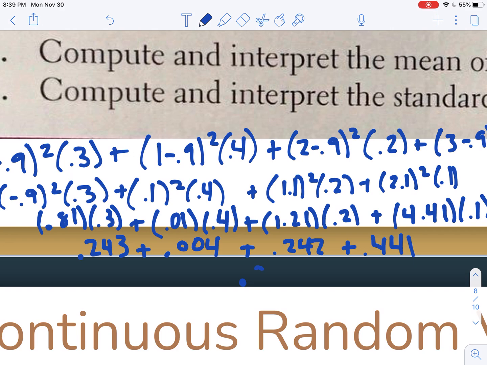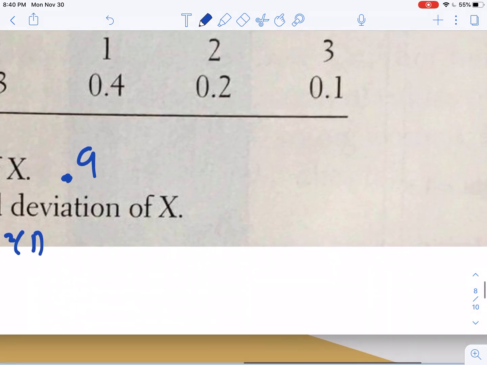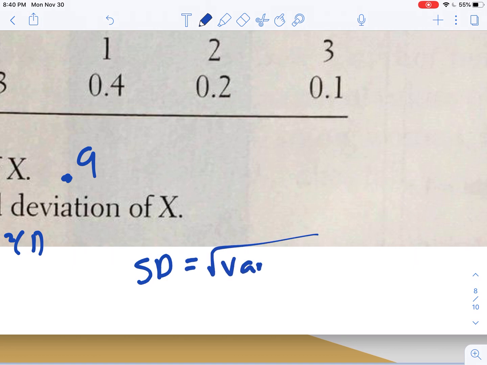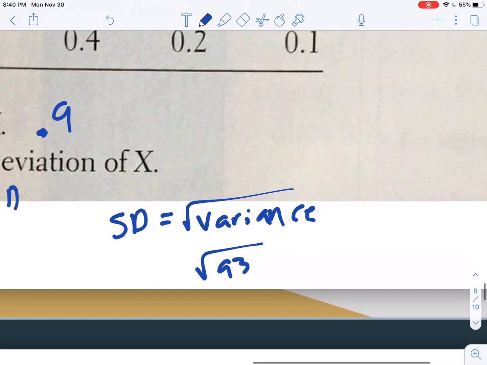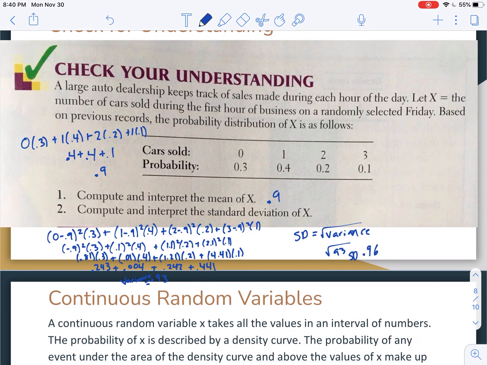This value, 0.93, is our variance. So I'm going to take the square root of that because standard deviation is equal to the square root of variance. So we are looking at the square root of 0.93, and we are looking at a 0.96 standard deviation. So this means that the average value from the mean varies by 0.96.